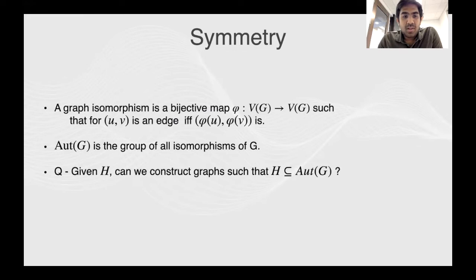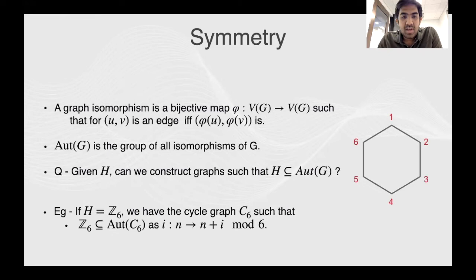So let's take a simple example. Let's say the group is a cyclic group. Then there's a very natural graph that you can build. Let's say this is the cycle graph on 6 elements, and this has Z_6 as a subgroup of its automorphism group, because for every i in Z mod 6Z, so think of i from 0 to 5, you can define an isomorphism that shifts the elements by i. That rotates the circle by i, and this gives you an isomorphism.